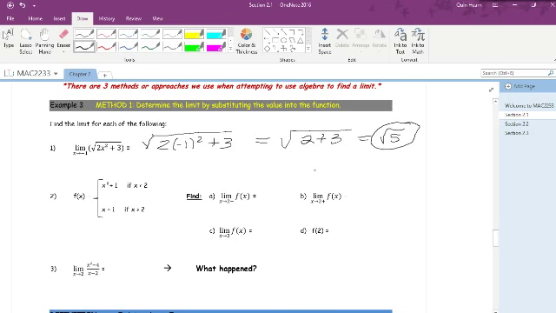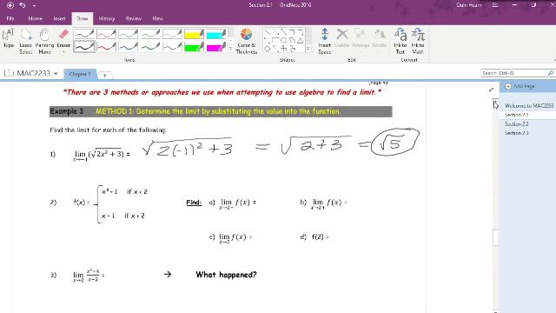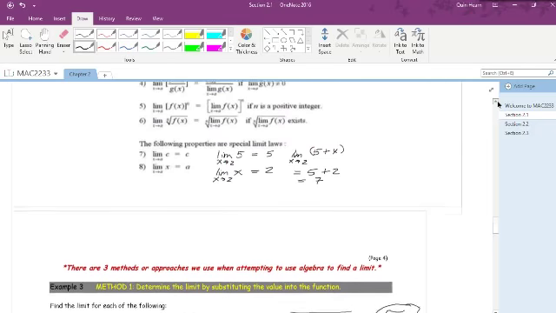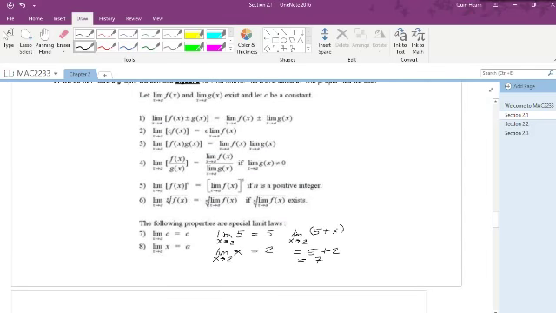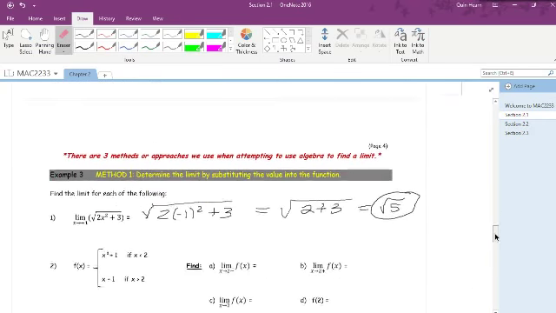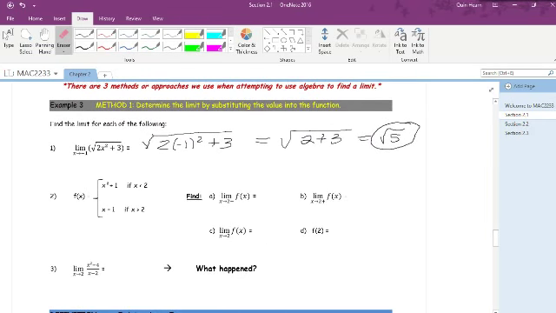Okay, and the only reason we're able to do that is because we have a function that involves roots, and it involves products, and it involves sums, and we know these properties for limits tell us that we can just go ahead and plug in as long as we're going to get a real answer. Okay, so that's the first scenario.